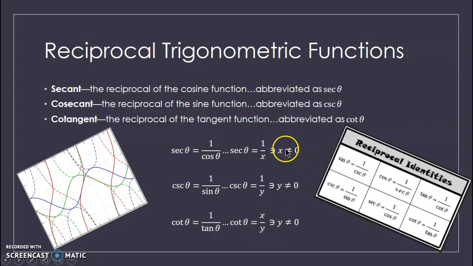Okay, and of course, in each one of these cases, our denominators cannot be zero. If our denominators are zero, then it is undefined. Okay, really take a look at your unit circle and remind yourself that our x and our y are cosine and sine. Tangent is always equal to sine over cosine.